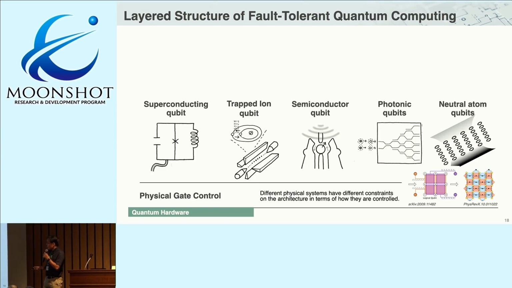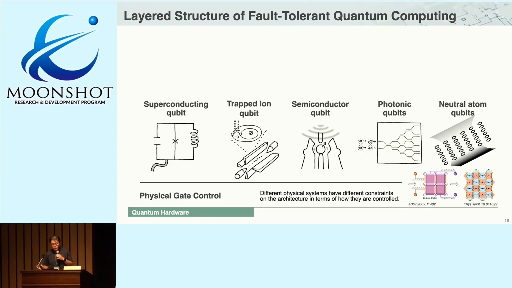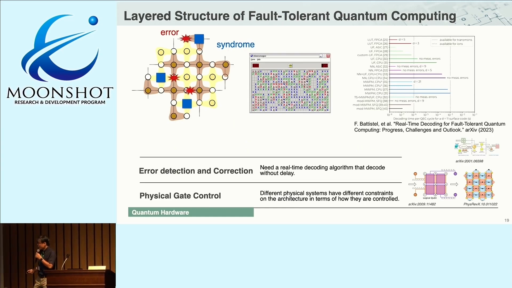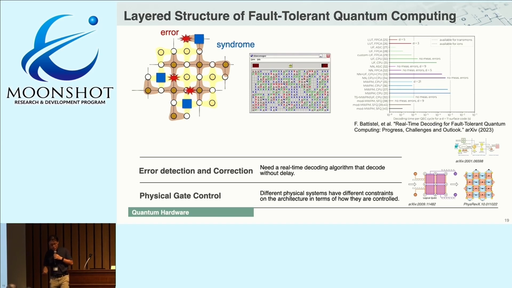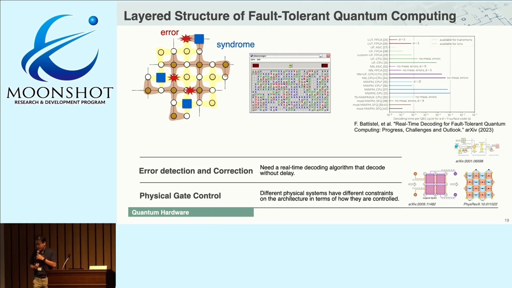Starting from the superconducting qubit, trapped ion, semiconductor qubit, photonic qubit, and neutral atom qubits. Depending on the individual physical system, you have to design how we can control each system and how we can achieve high fidelity gate operation. And then by using these gate operations, we have to perform some error detection, syndrome measurements for error correction, and then we have to perform some error correction using the information obtained from the syndrome measurements.